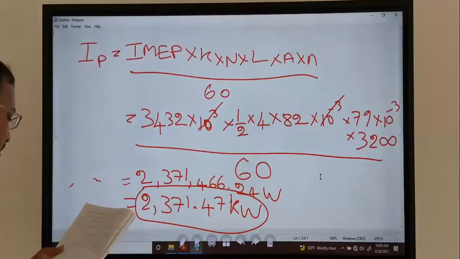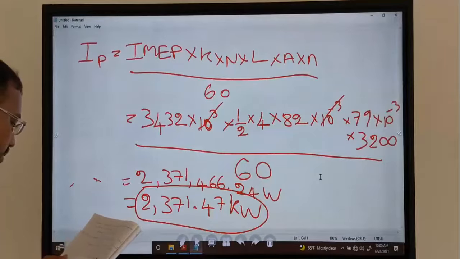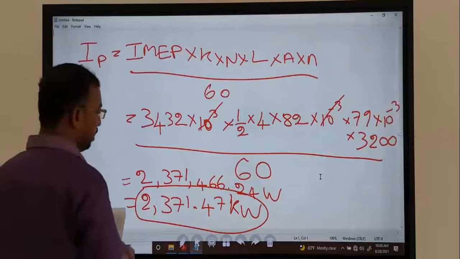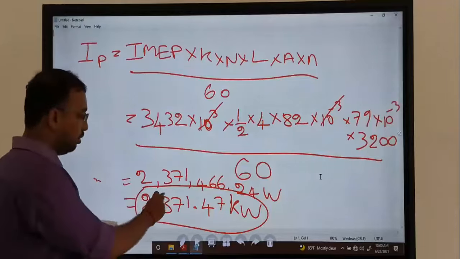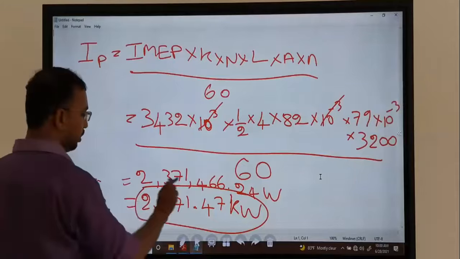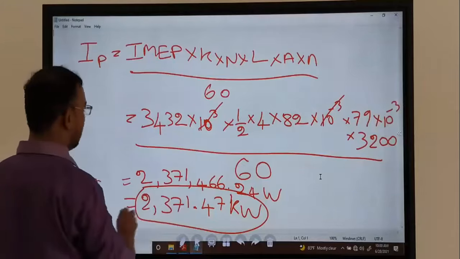2371.47 kilowatt. Okay. So this is the indicated power. Remember this value, we have to use it in our next question. This is the indicated power.